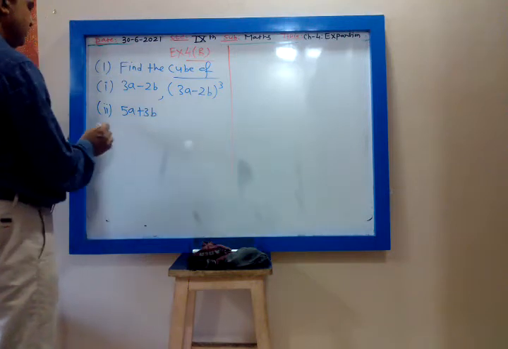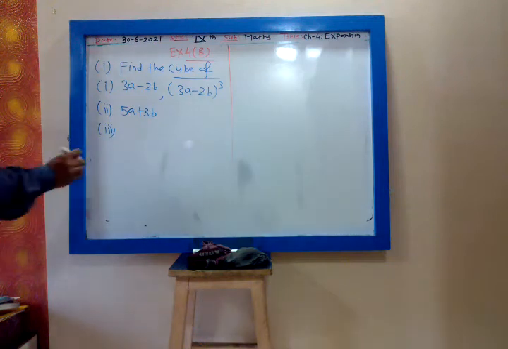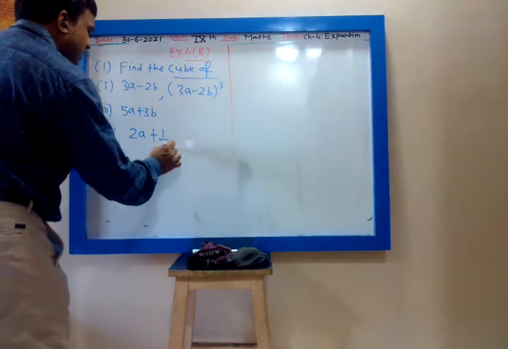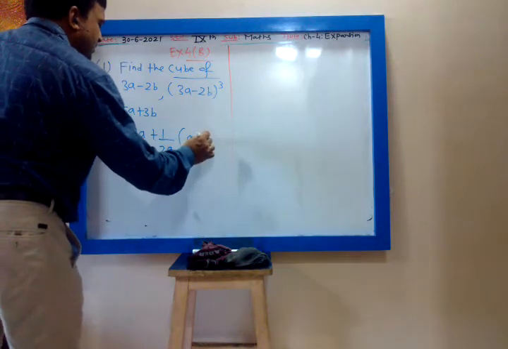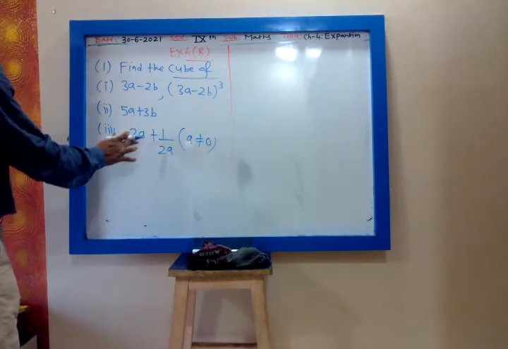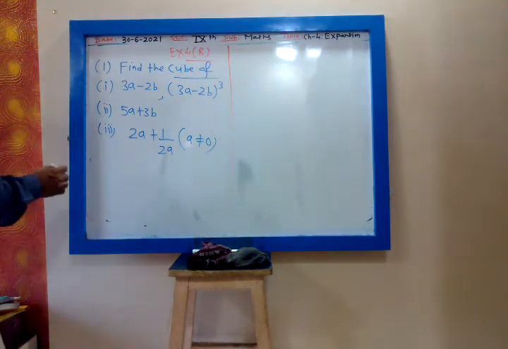Find the cube. Third, 2a plus 1 upon 2a, where a is not equal to 0. Same thing, a plus b whole cube, or x plus y whole cube.